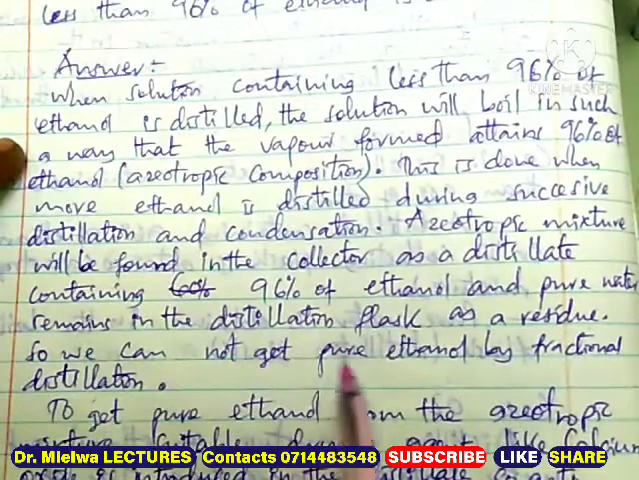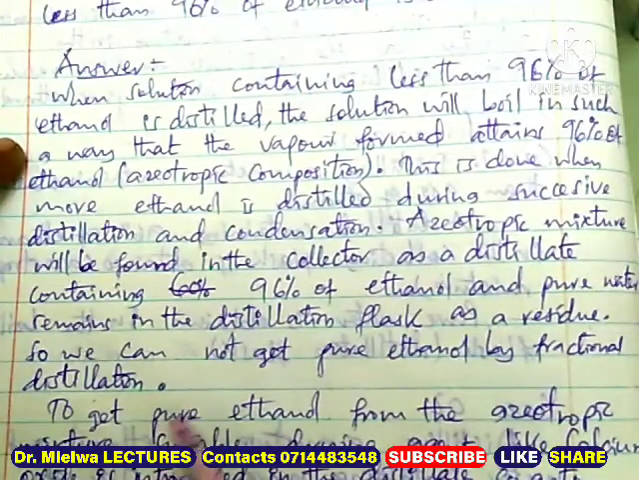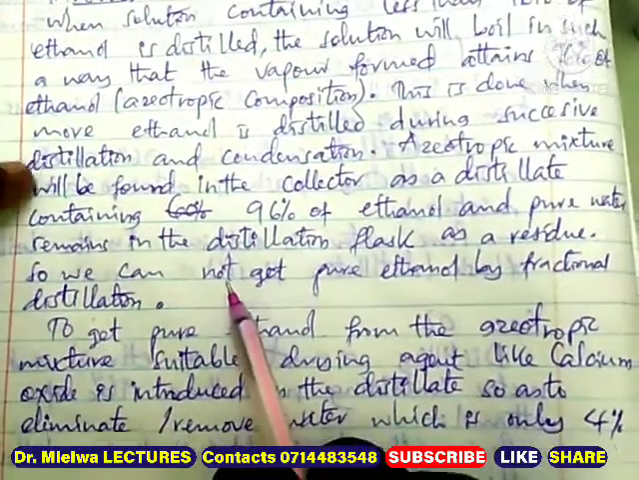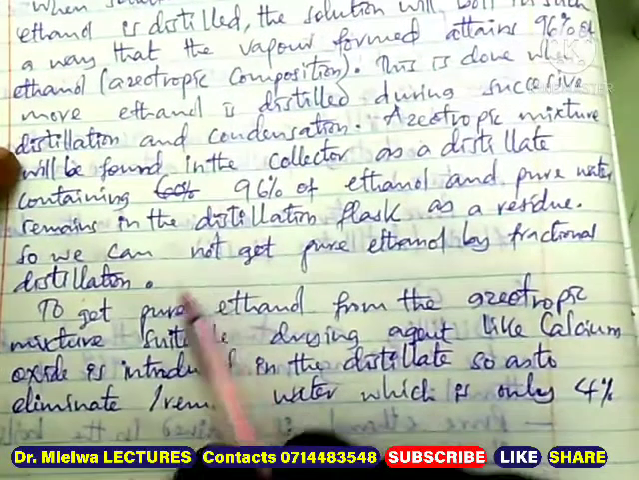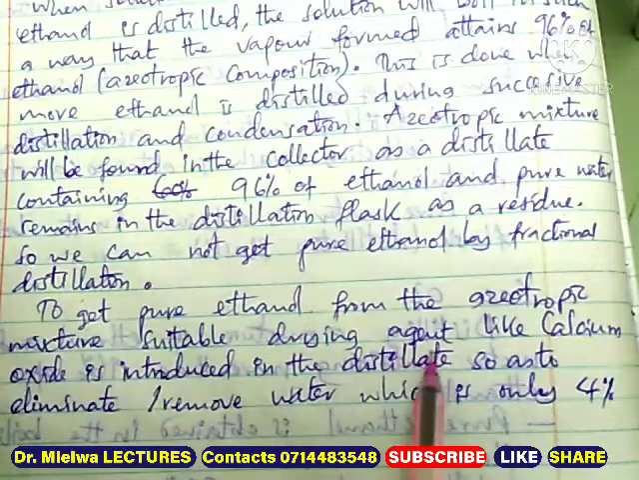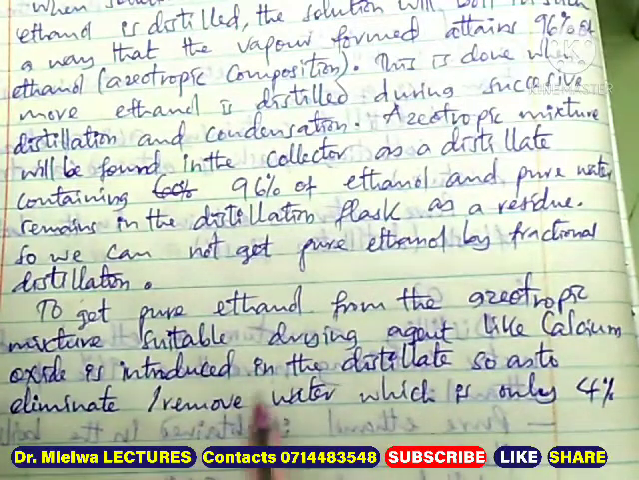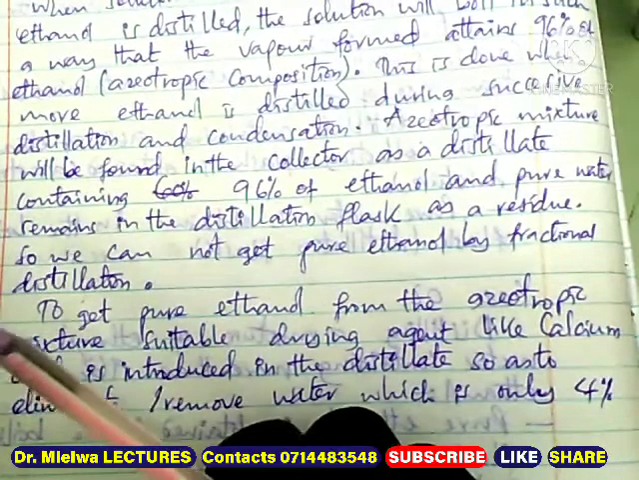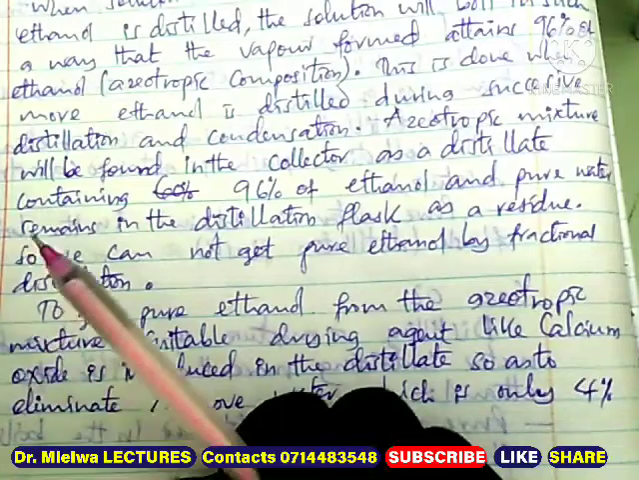So we cannot get pure ethanol by fractional distillation. In case 1, we cannot get pure ethanol by fractional distillation. To get pure ethanol from the azeotropic mixture, a suitable drying agent like calcium oxide is introduced in the distillate so as to remove water, which is only 4%. The water, which is 4% here, is very small.